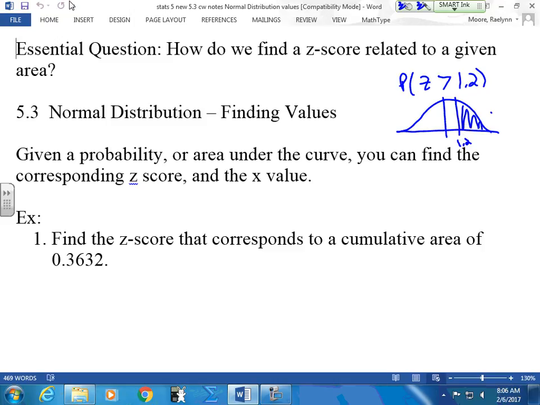This is the one thing you really need your calculator for. So remember when they say cumulative area, it means it's coming from the left. It's accumulating from 0 all the way up. So this is area to the left.